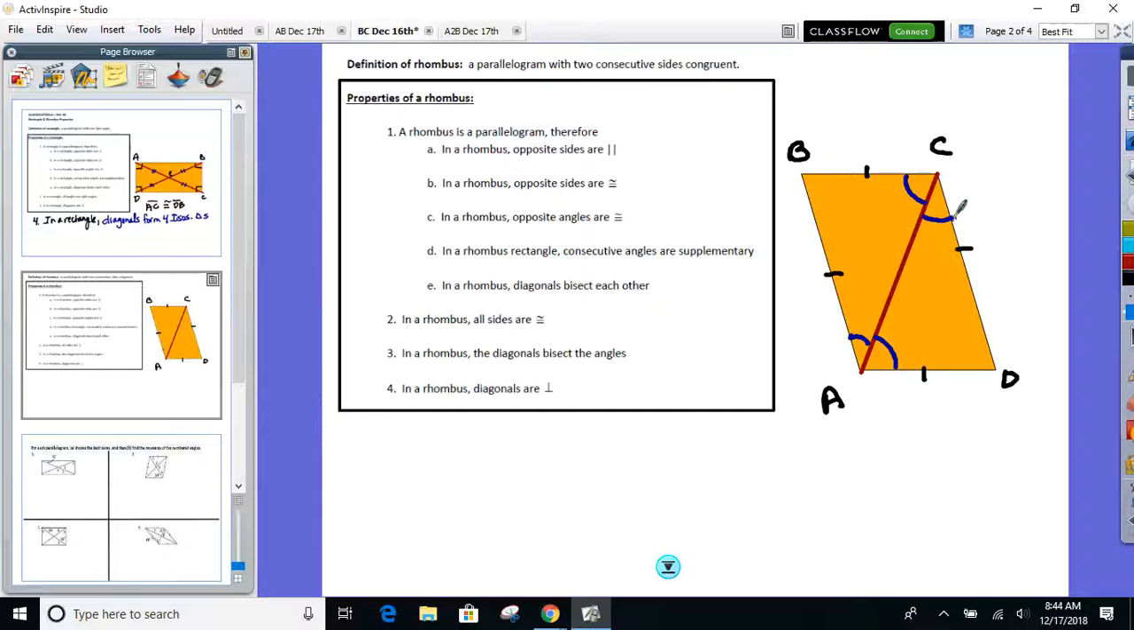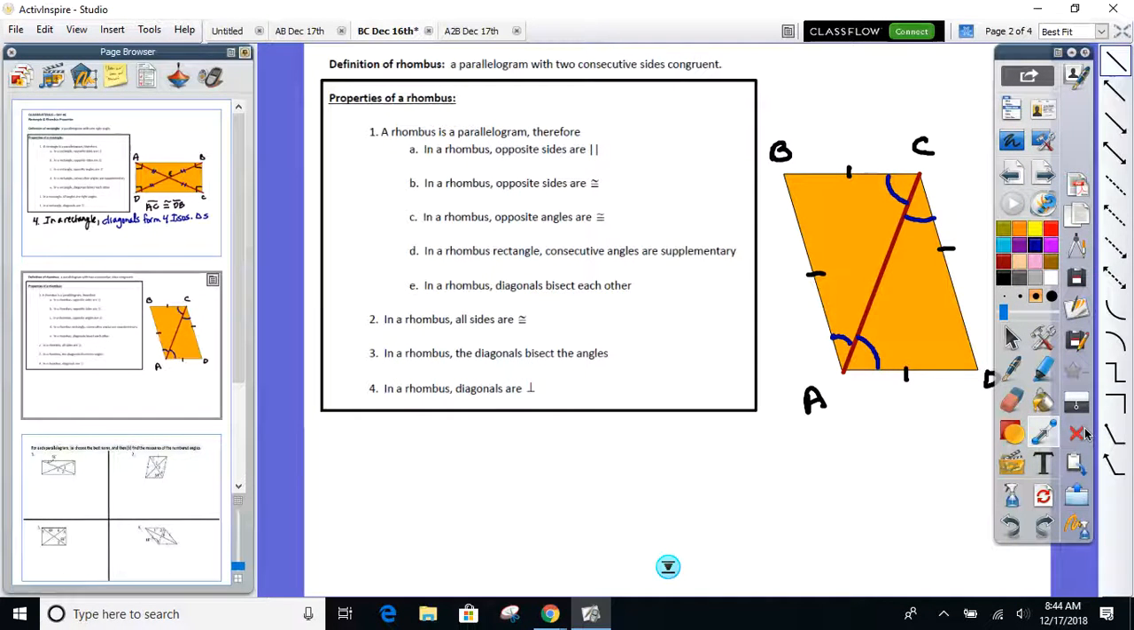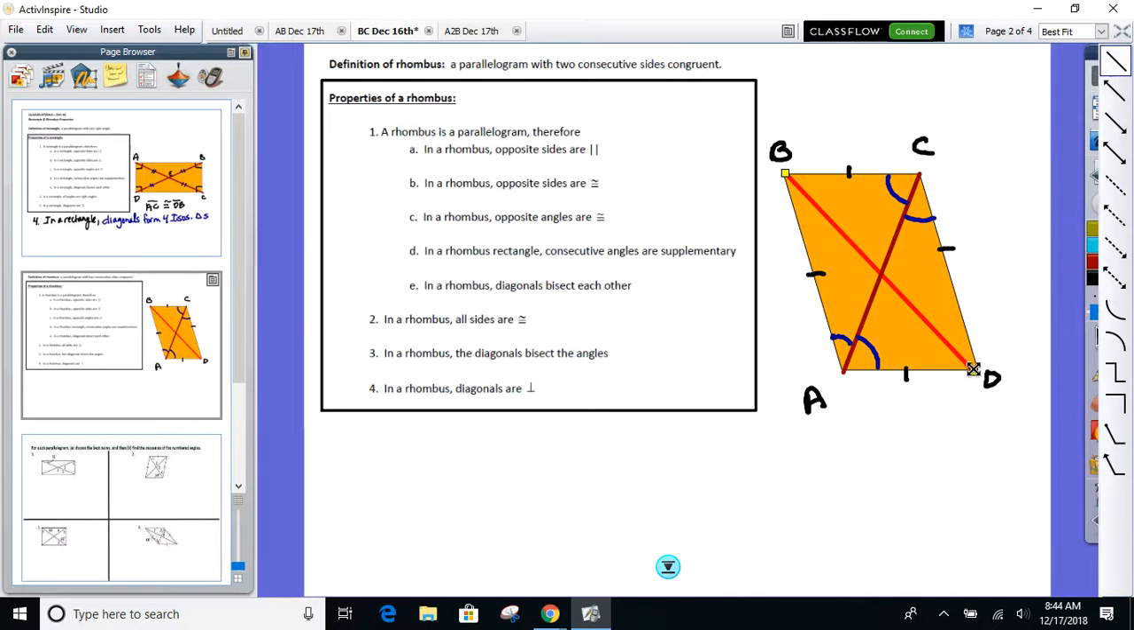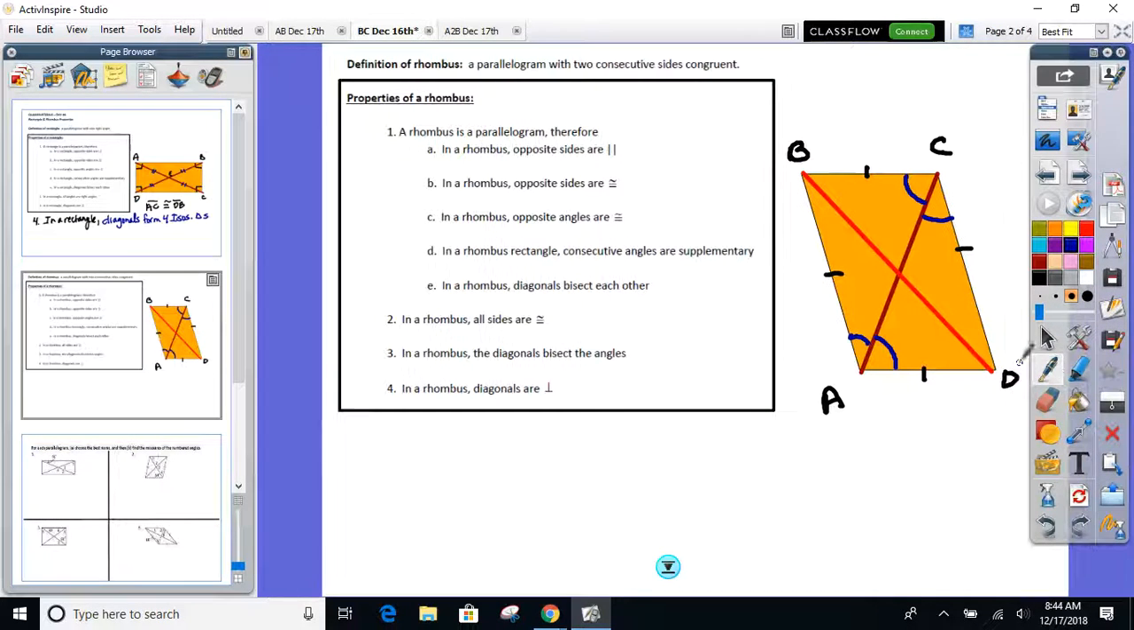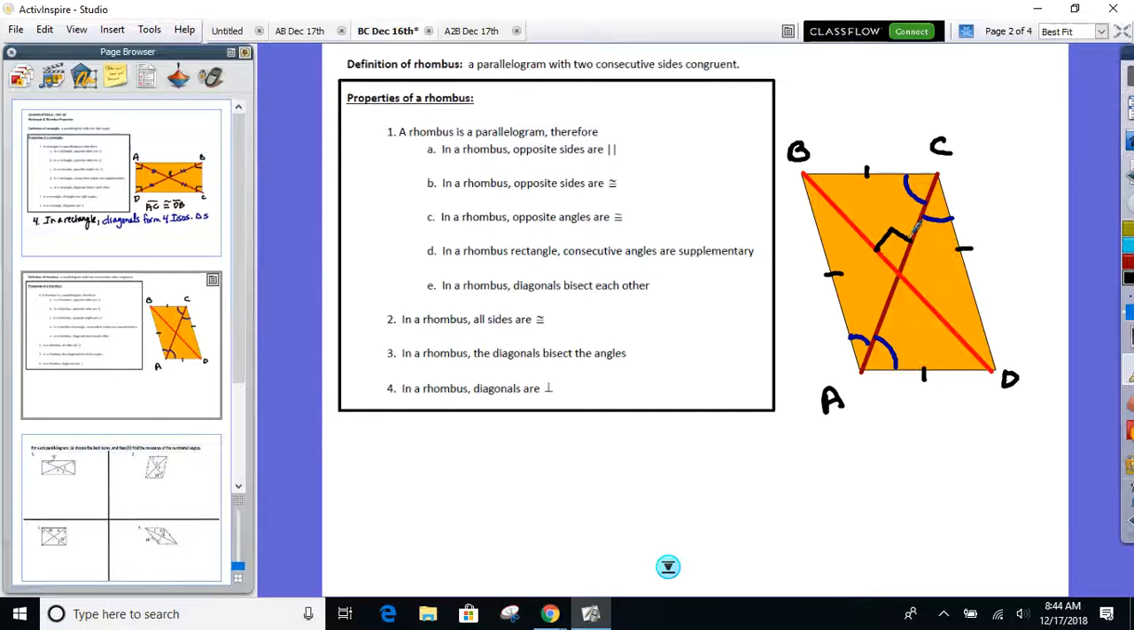And if you want to draw in the other diagonal, which I'm going to have to now, because diagonals are not congruent like in a rectangle, but in a rhombus they are perpendicular. So what can I put at any one of these four angles? Right angles, yep. Diagonals are perpendicular, forms a right angle.